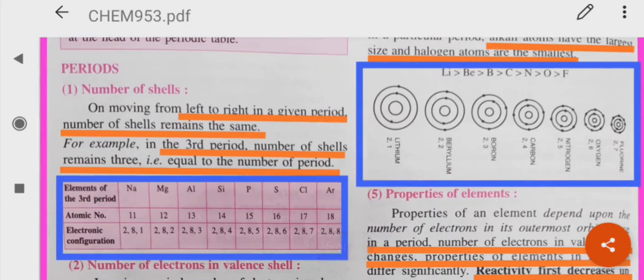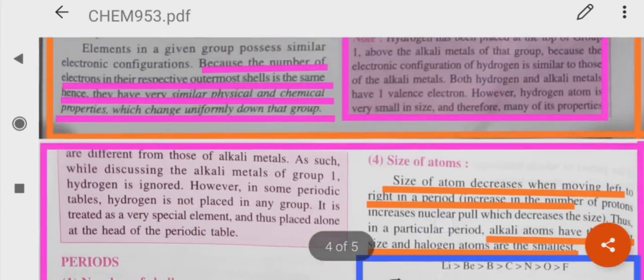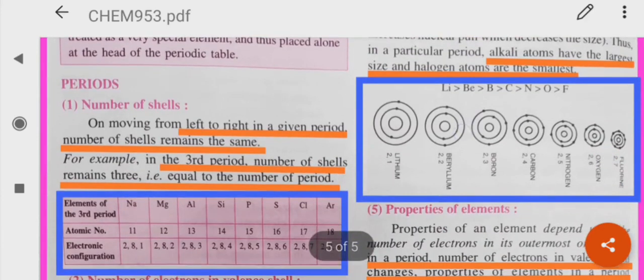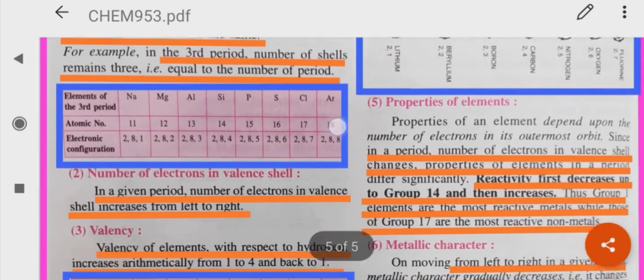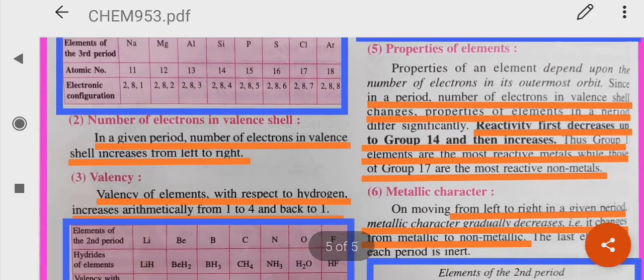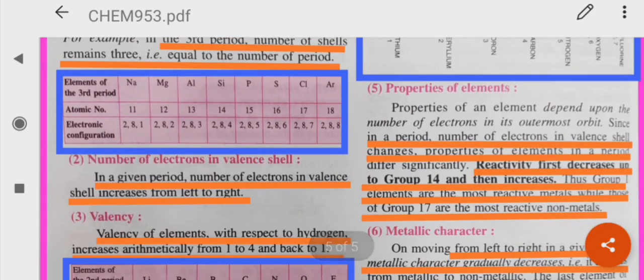Now let us move to periods. On moving from left to right in a given period, the number of shells remains the same. As you can see, the number of shells remains the same for a particular period. In the third period, the number of shells remains 3. Number of electrons in the valence shell: in a given period, the number of electrons in the valence shell increases from left to right. For example, here 1, 2, 3, 4, 5, 6, 7, 8 valence electrons.